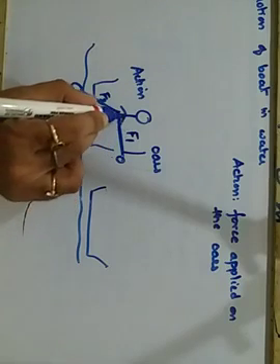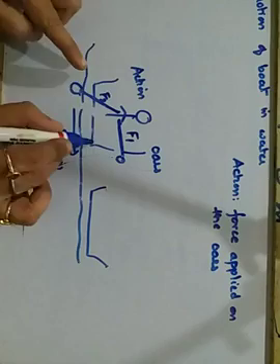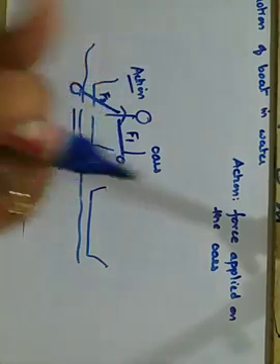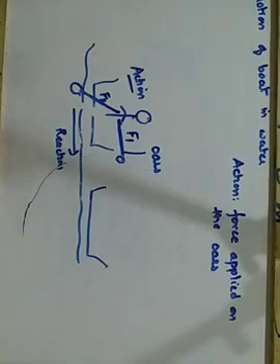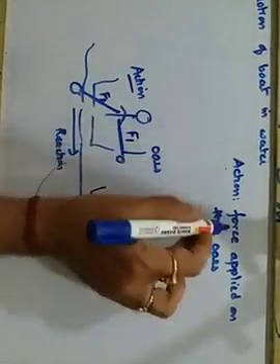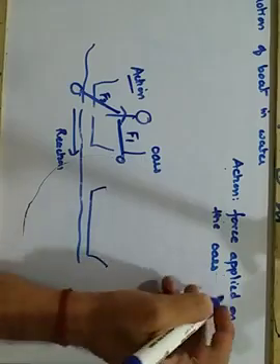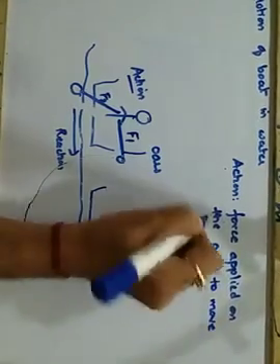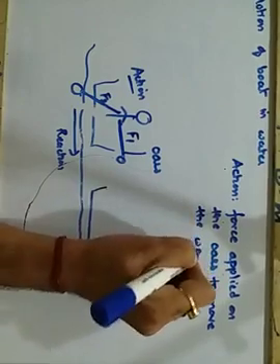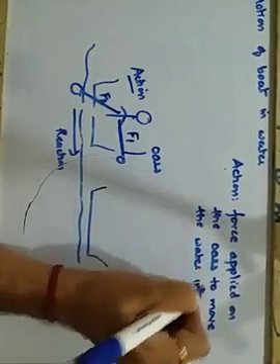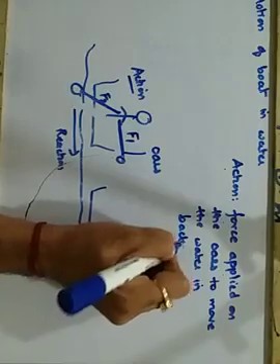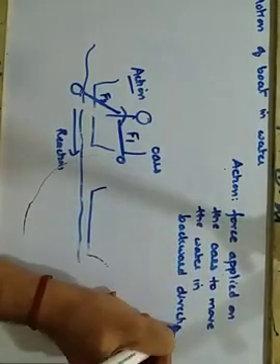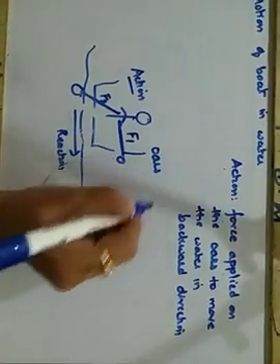So when the person sitting inside the boat makes an action force, that is through his oars, when he is pushing the water in the backward direction, so the action is the force applied on the oars to move the water in backward direction. So what will be the reaction?